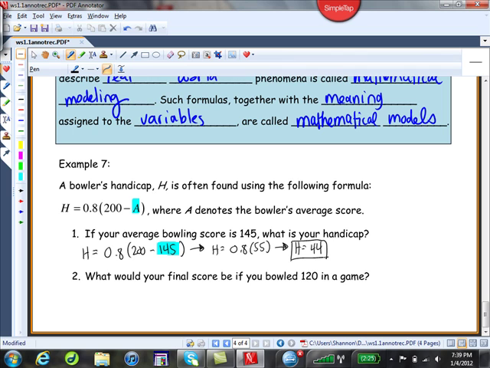So what does that mean? Well, your final score, if you scored 120 in a game, bowled 120 in a game, you would take that 120, you'd add to that the handicap, right? What you got for the handicap. And you would end up with your adjusted score of 164. I apologize, the 44 is what we got for the handicap, and when you add that to your average score, you get your final score.